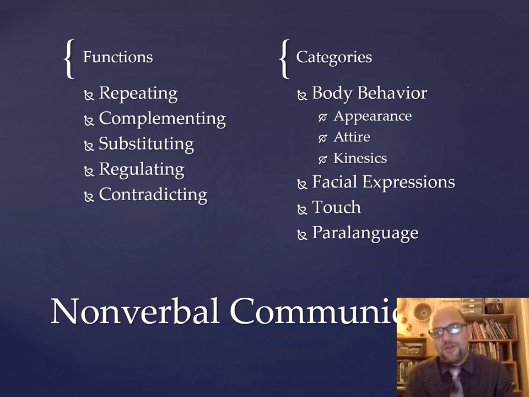So there's all these different things. There's different categories, right? Body behavior, things like appearance, attire that we talked about. We can talk about facial expressions. We can talk about body movement. We can talk about touch, right? Touch is an interesting one. We find that in different scenarios and different situations, we use touch very, very differently, right? And proxemics, like sort of being around each other, which we'll talk about in a second, right?